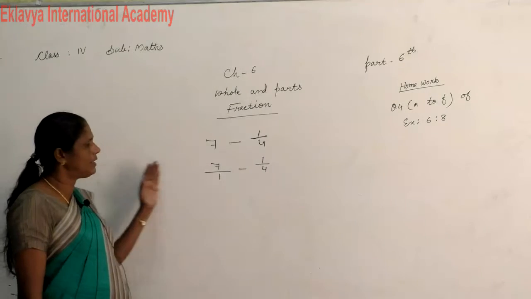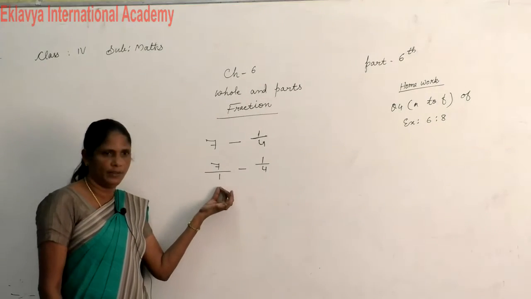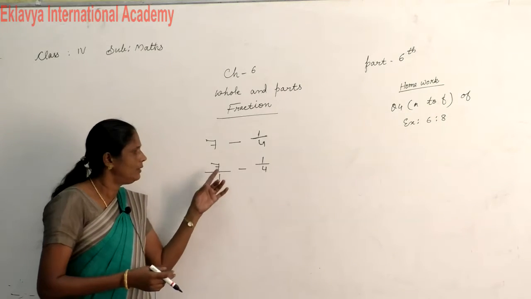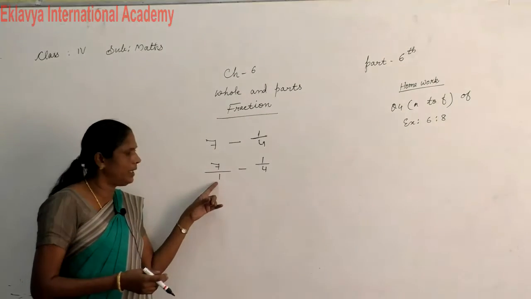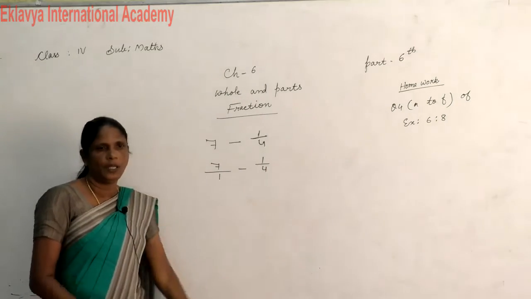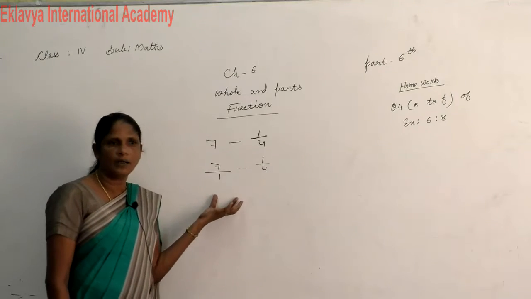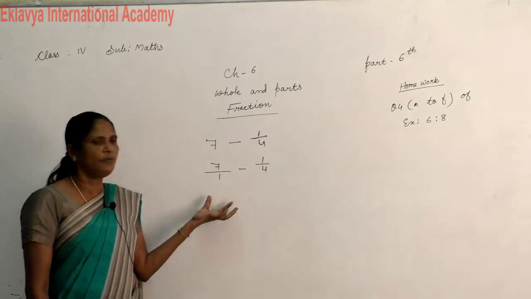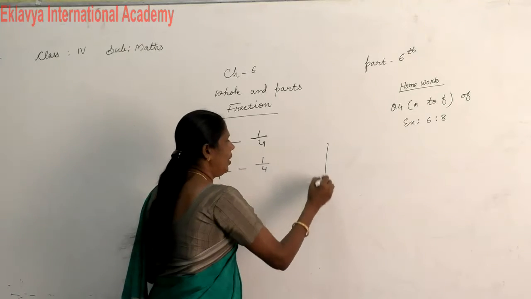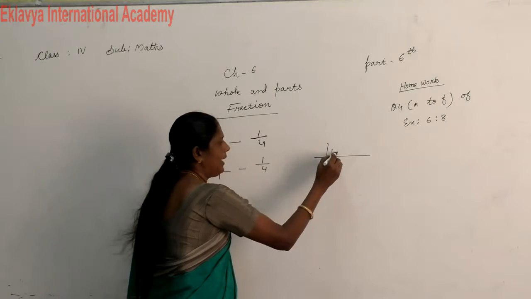Understand? There is no denominator here. You put 1. This is now our denominator, 1. Then 7 by 1 minus 1 by 4. Now look here, the denominators are different. First we find the LCM. LCM of 1 and 4.